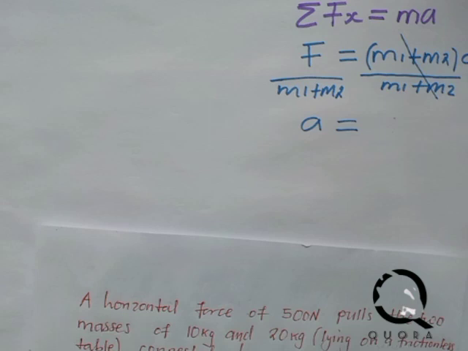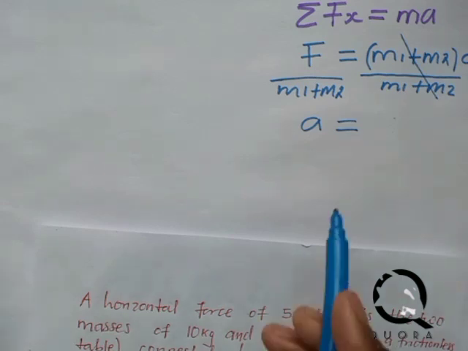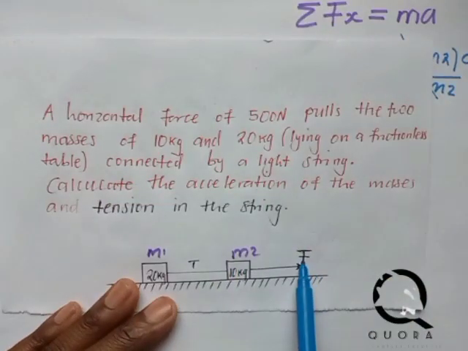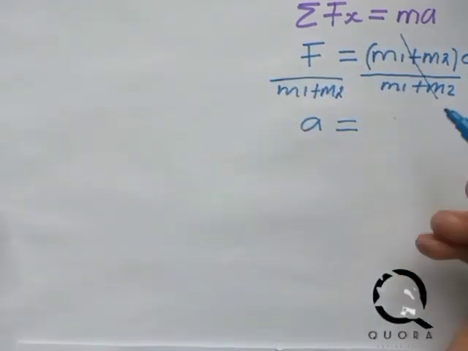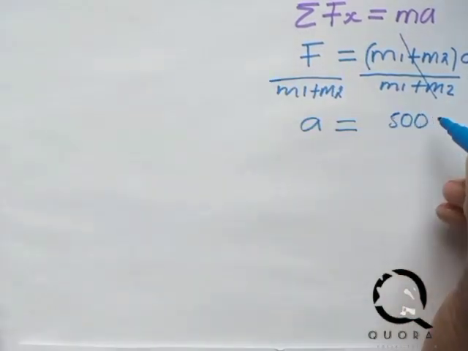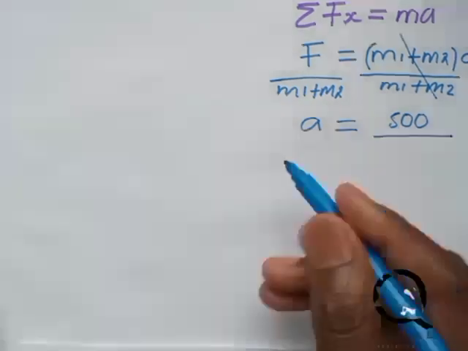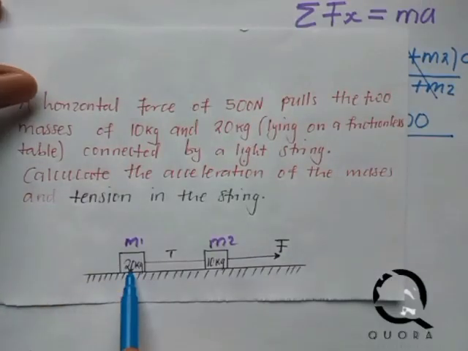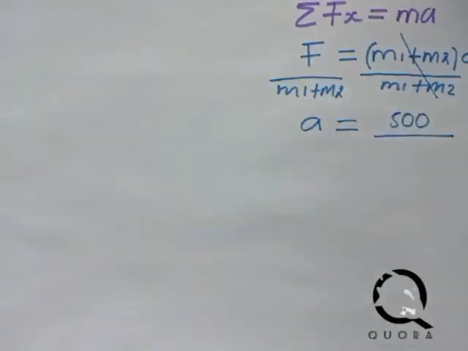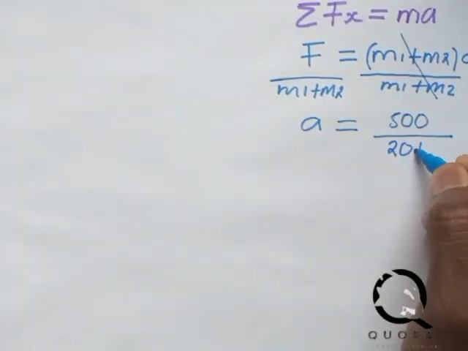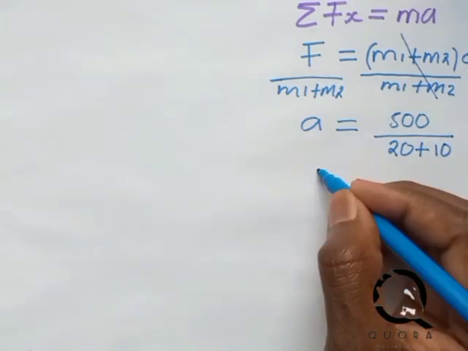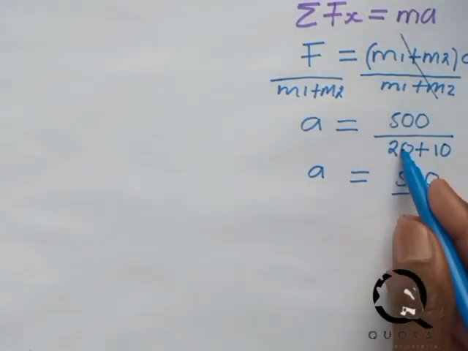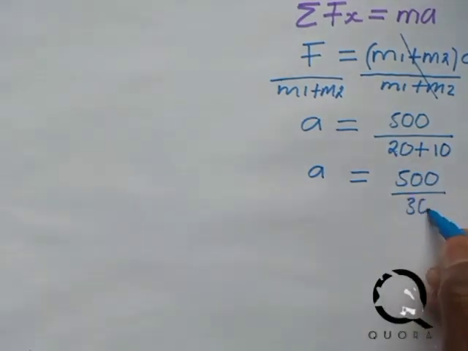Now what are we supposed to do at this instant? The force being applied at this position is 500 newtons. That's what I'm going to write on top, 500, and divide it by the sum of the two masses. We have M1, which is 20 kg, and M2, which has been given as 10 kg. So we have 20 plus 10 kg. Acceleration will be equal to 500 divided by, whenever you add those two, 30.